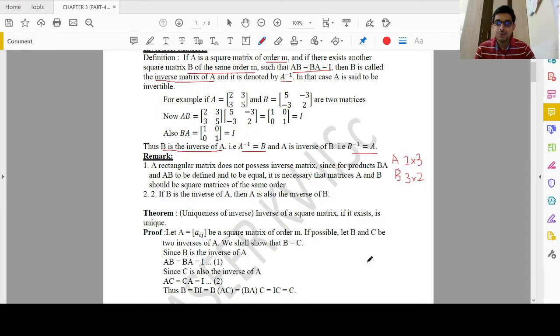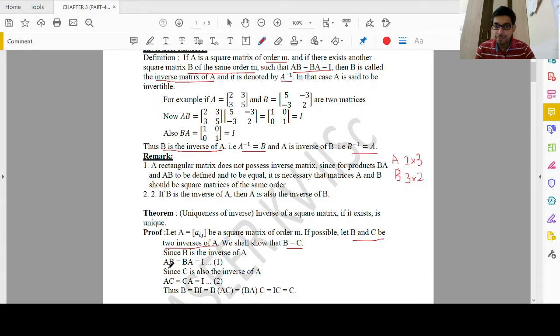Now next two simple theorems. First one, the inverse of a square matrix, if it exists, is unique. That means if a square matrix has an inverse, then the inverse will be unique. It is a very simple proof. Suppose A is a square matrix of order m. We are assuming that B and C are two inverses of A. We want to show that the inverse is unique. That means we have to show that B equal to C.